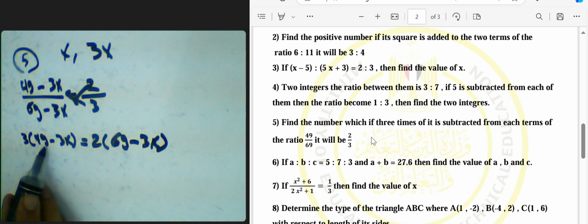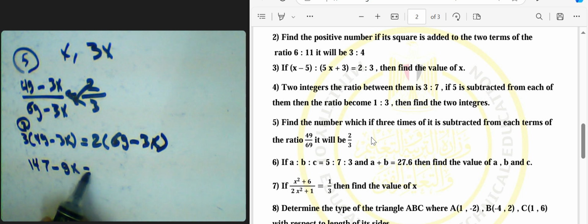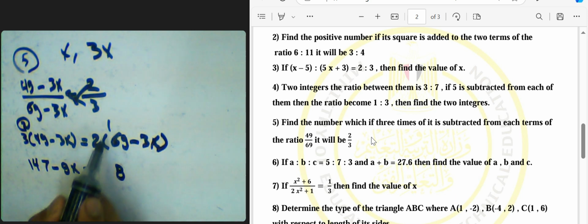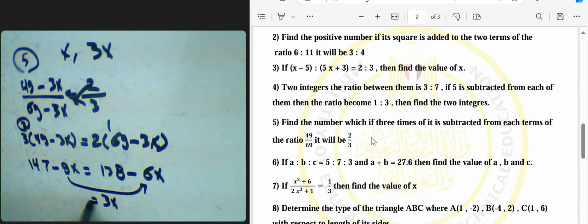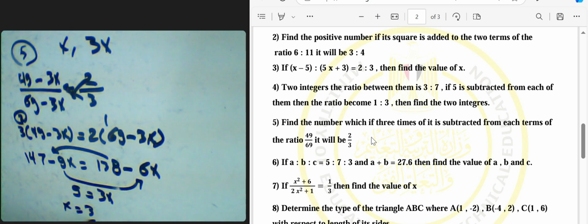Now 3 times 49: 3 times 9 equal 27, write 7 and carry 2. 3 times 4, 12, plus 2 equal 14, subtract 3 times 3x equal 9x. 2 times 69: 2 times 9 equal 18, write 8 and carry 1. 2 times 6, 12, plus 1 equal 13, subtract 2 times 3x equal 6x. And then negative 9x moved here, it will be 9x minus 6x, it will be 3x. I move this number here. 147 minus 138, it will be 9. Then the value of x, we can divide by 3. Then the value of x here equal 3. Okay, so the number will be equal 3.